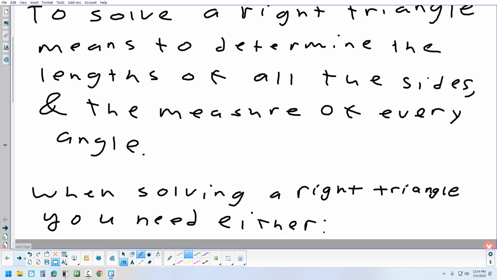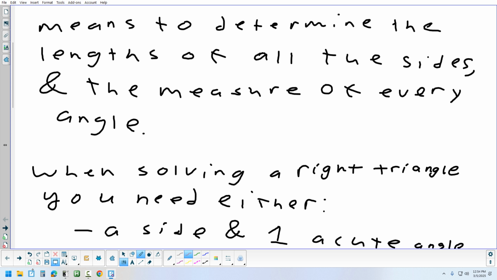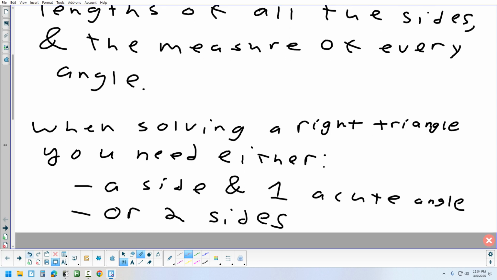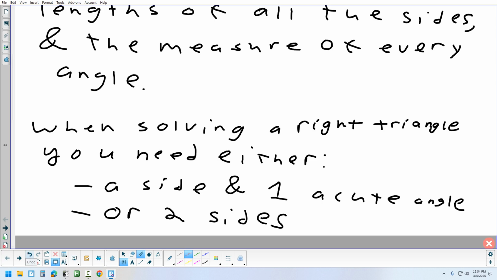I could give you either a side and an angle. This is in addition to the 90. Everything has a 90, so you know the 90 all the time. But in addition to that, I could give you either one of the other sides and one of the other angles, and then from there you solve for everything. Or I could just give you both of the sides. Depending on which case you have, it's a little bit different on how you solve it. So we'll go through a couple of each type.